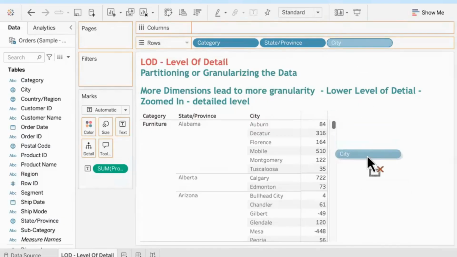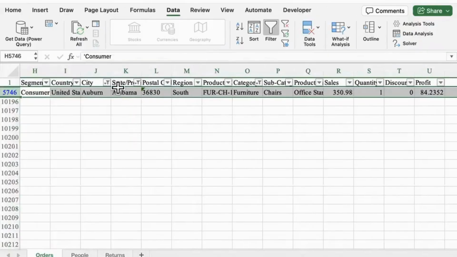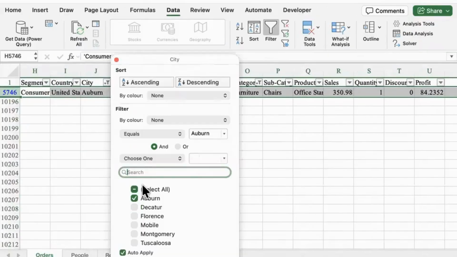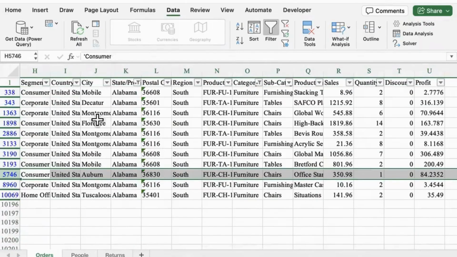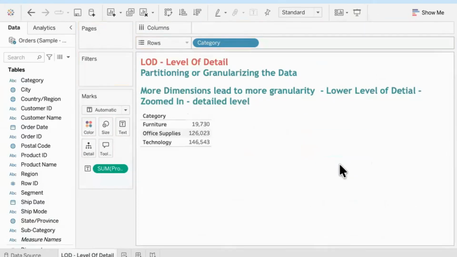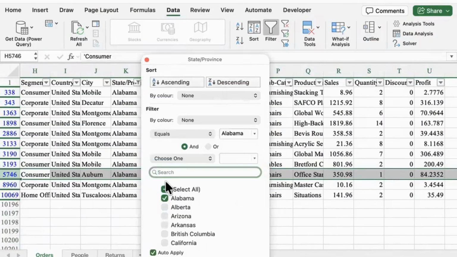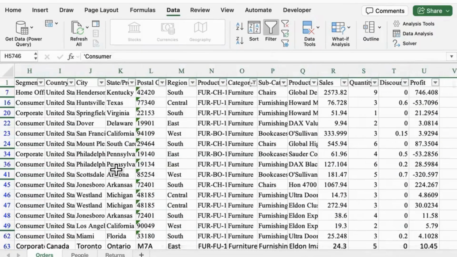Suppose I remove city. I'm taking a step back. I'm not focused on any one single city in particular. I'm focused on all the cities. Okay. Now, what if I remove state also? I'm taking another step back. I'm not interested in any one single state. I just need all the states to be there.